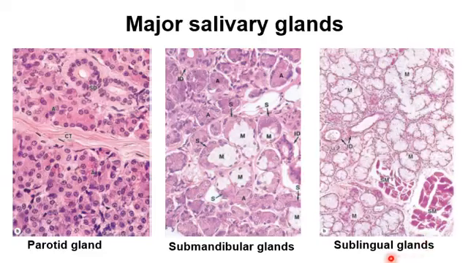Finally, we have the sublingual gland. These glands are the smallest. 99% of secretory units are of mucous type with serous demilunes. The rest are serous acini.